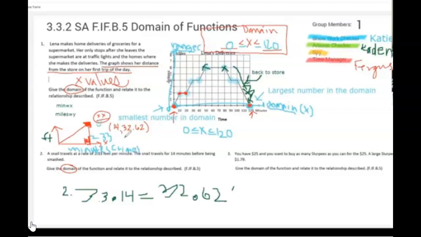Okay, are we okay with this X and Y value? X value, Y value, yes? Domain and range. Okay, let's make sure we're answering the question though. Who's our answer checker? Me. Okay, Caden, what is it asking us to find? The domain of the function and relate it to the relationship described. Okay. What's our domain?